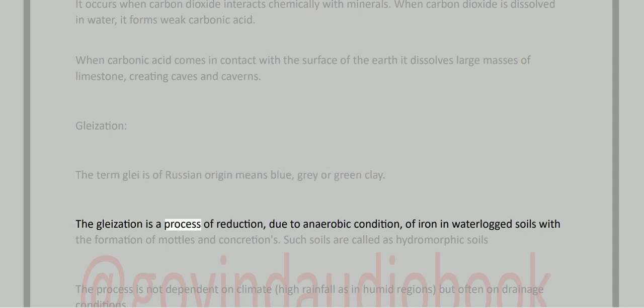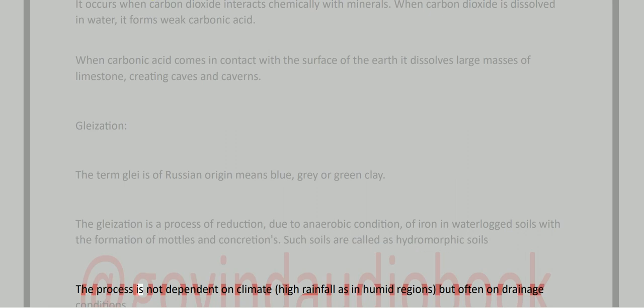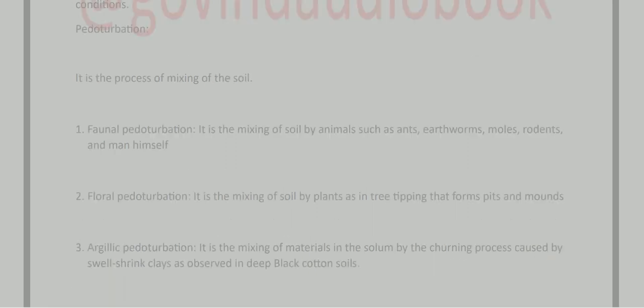Glaciation is a process of reduction, due to anaerobic conditions, of iron in waterlogged soils with the formation of mottles and concretions. Such soils are called hydromorphic soils. The process is not dependent on climate, such as high rainfall in humid regions, but often on drainage conditions.